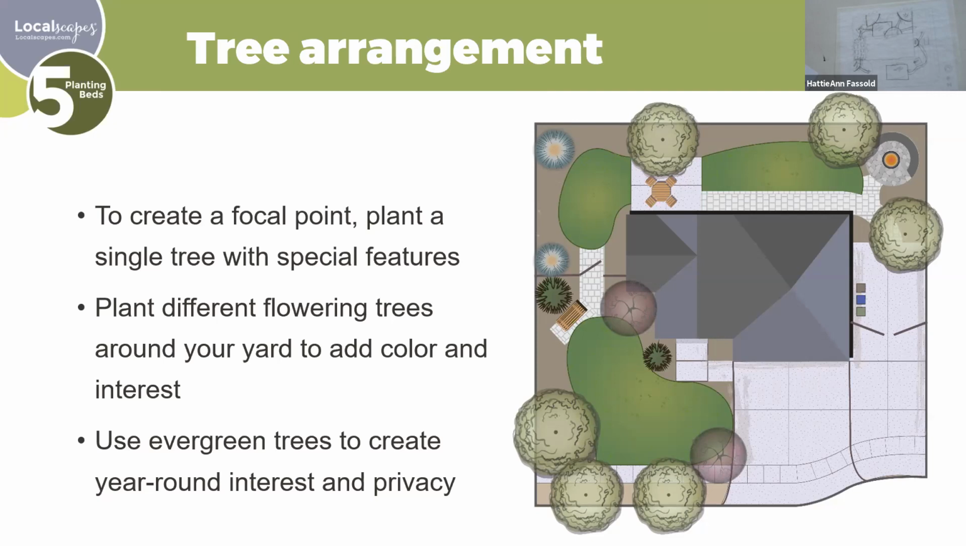You can plant flowering trees around your yard, different ones even, to provide color and interest throughout your yard. And then evergreens are a great way to create year-round interest and privacy. Your deciduous trees and your flowering trees are going to lose their leaves in the fall, right? Your evergreens aren't. So if you're wanting an area to stay private for the whole year, plant evergreens around it, or have something with really dense branches to help provide that screen.